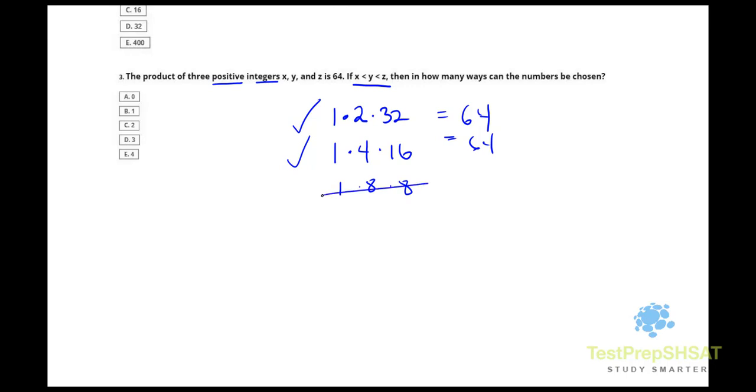Uh-oh, the 8s are the same. That does not work. I can't do that. And if I went up to 1, 16, and so on again, then I already captured that. I have 1, 4, 16. So I really don't need to go further with my 1s.